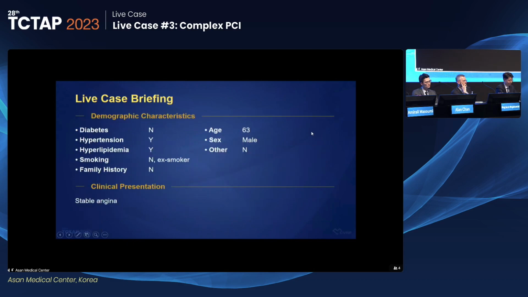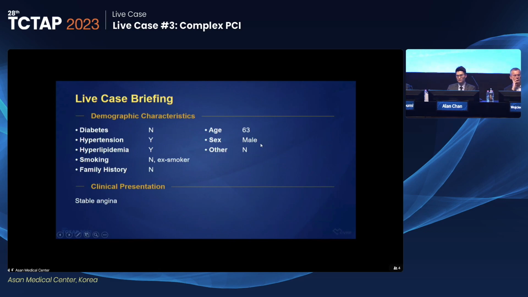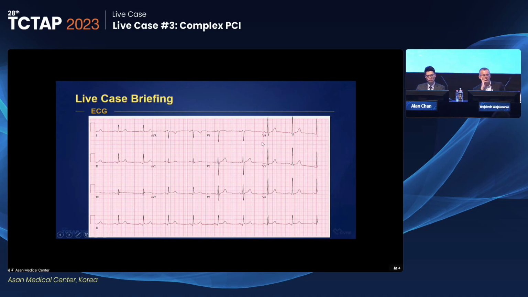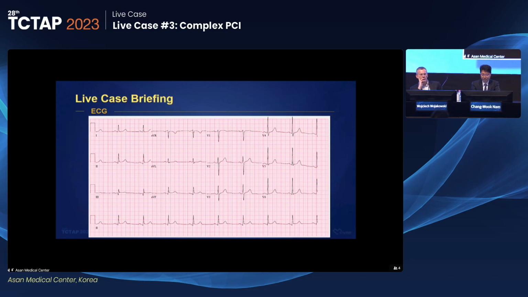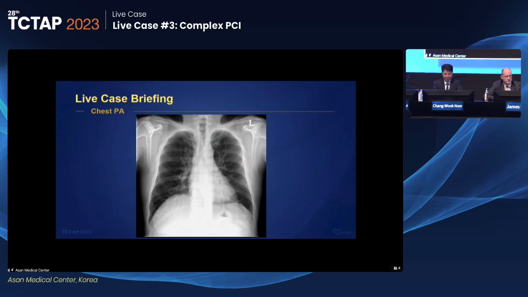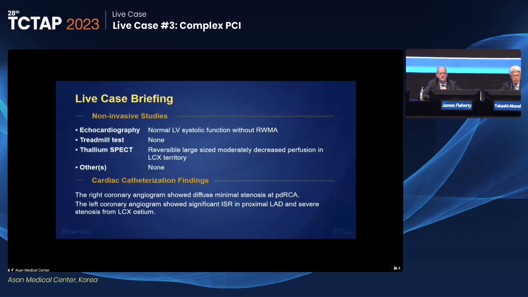He had hypertension and hyperlipidemia without diabetes, and he was an ex-smoker. The clinical presentation was stable angina, CCS grade 1. Next, please. The ECG showed normal sinus rhythm. There was no Q wave or ST change. Okay, next. The baseline chest X-ray showed no cardiomegaly nor pulmonary edema. On non-invasive studies, the echocardiography showed normal left ventricular systolic function with no regional wall motion abnormality, but the SPECT showed reversible large size decreased perfusion in the circumflex territory.